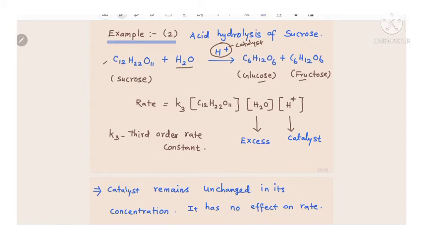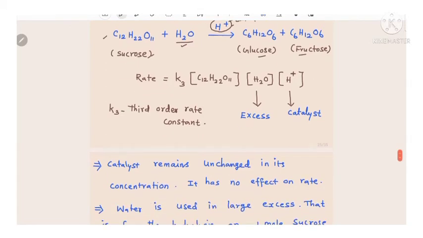In this reaction we have three substances. One is sucrose, another one is water, the third one is acid, isn't it? So we can write the rate law for the above reaction as rate equal to rate constant K3 into the concentration of all three substances we use initially: the concentration of sucrose, the concentration of water, and the concentration of acid.